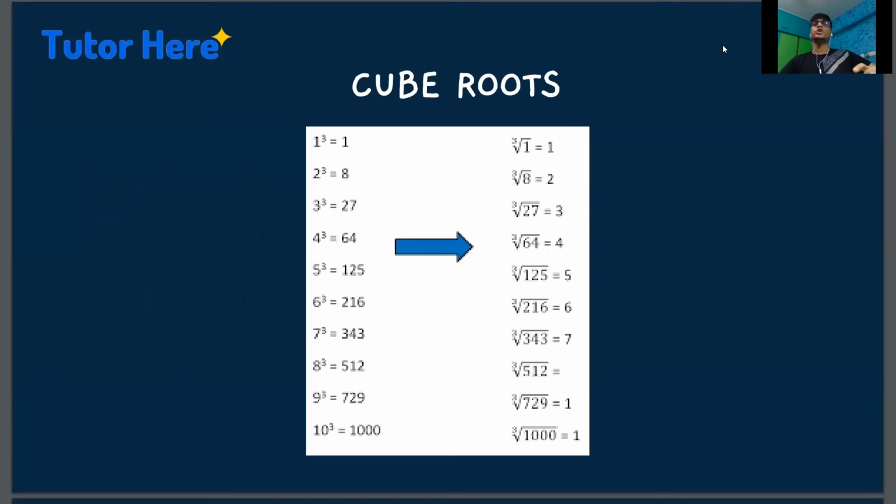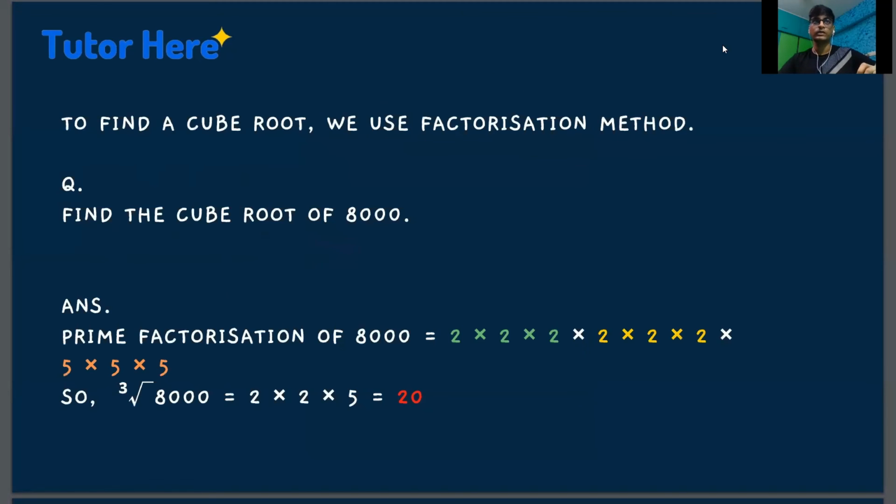So these are some cube roots that you have to remember. It's just simple. If you know the cubes of the numbers, finding out cube roots is quite simple. To find a cube root, we use the factorization method. So let's try a question. Find the cube root of 8000.